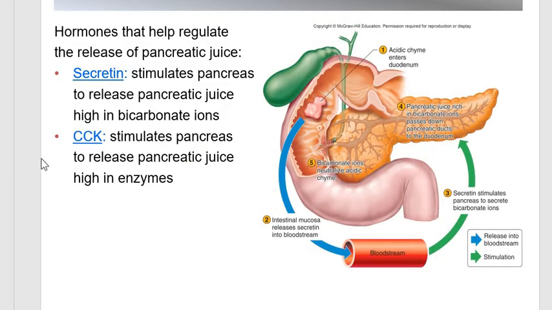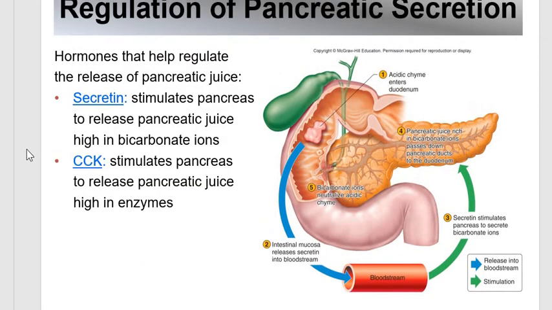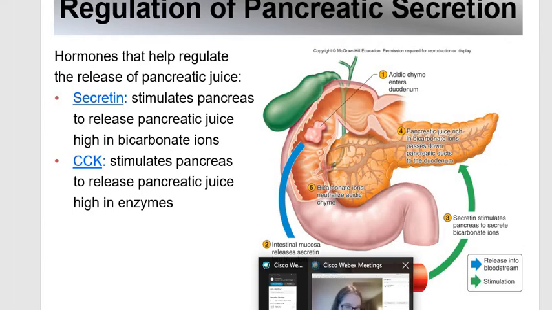Okay. So, and here we go. Speak of the devil. Secretin stimulates the pancreas to release pancreatic juice high in bicarbonate ions. CCK stimulates the pancreas to release pancreatic juice high in enzymes. So if you have them both being secreted at the same time, which you would, then you would have pancreatic juice that is rich in both bicarbonate and digestive enzymes. So just make sure that you're specific, because I'm going to ask about those functions for sure.